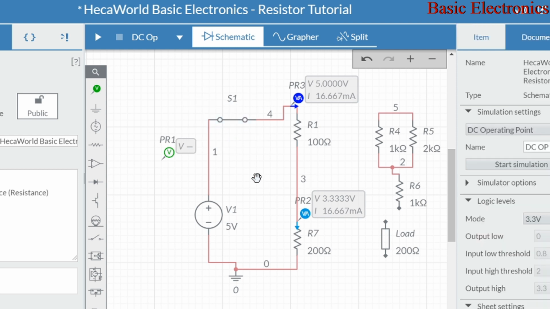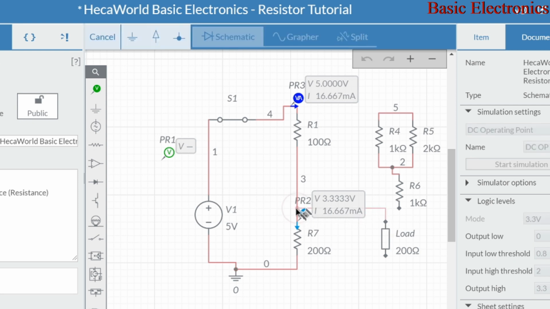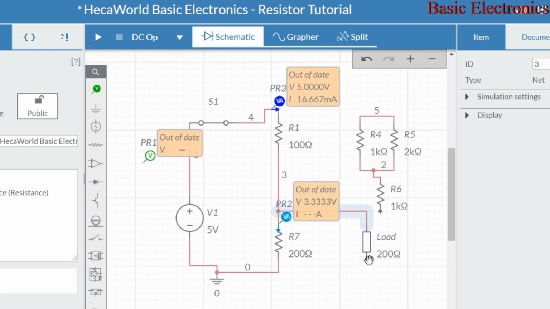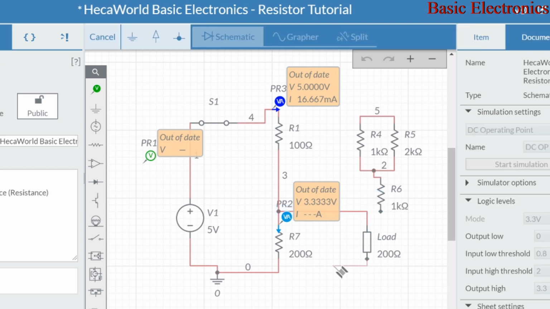Now, what we're going to try to do is to connect a more complex network across this load. And by saying this, all we're going to do is just connect another resistor in parallel with R7. And this new resistor, we're going to call it our load resistor.